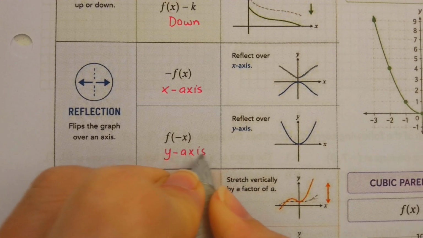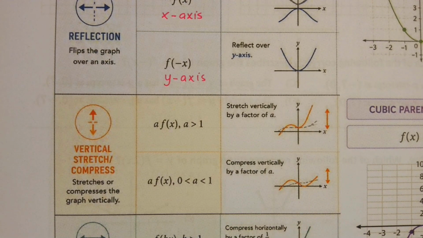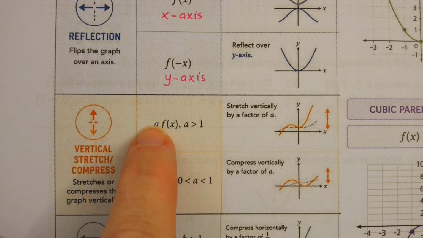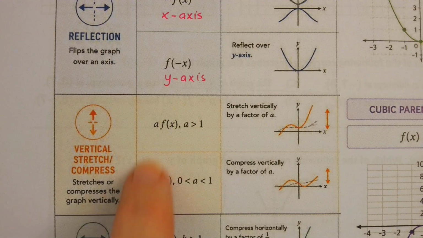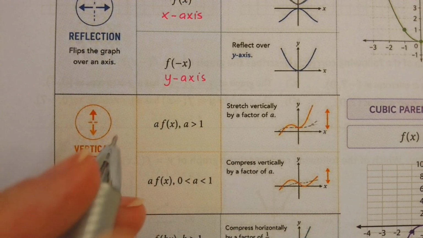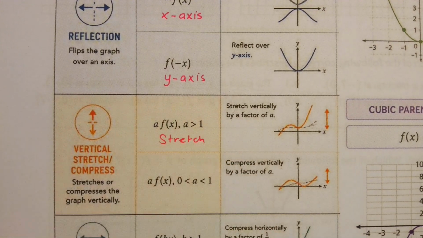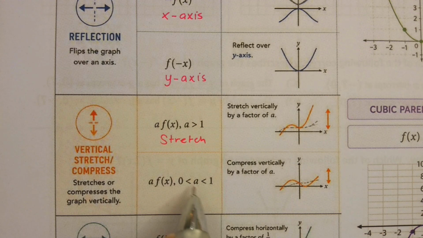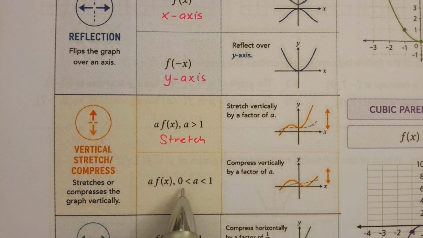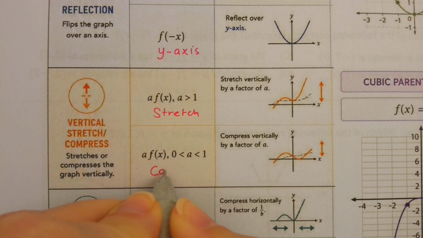And then yesterday we also had vertical stretch and compressions when the number was in front of the function. Same thing here, if it's in front of the function. If that number is greater than 1, that was called a vertical stretch, which is like 2, 3, 4, stuff like that. But if that number was between 0 and 1, some sort of fraction or decimal, we call that a vertical compression. It's going to take it and flatten it out.